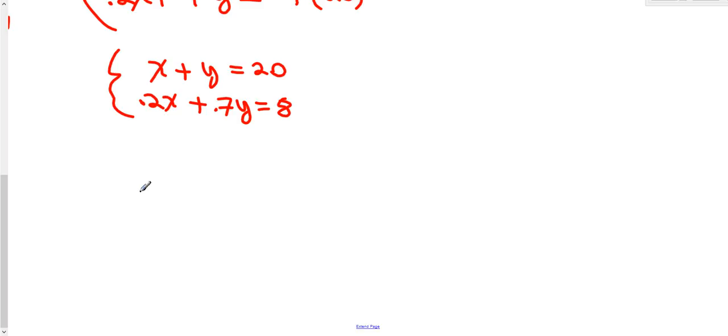We can either use substitution or elimination here. Since the variables are all lined up nicely because both equations are in standard form, I'm just going to use elimination. I'll call the top equation A and the bottom equation B. I'm going to try to eliminate the variable x. So to get rid of x, I'm going to multiply equation A by negative 0.2 and add that to equation B.